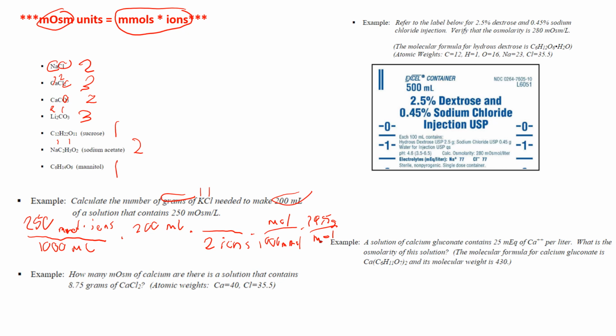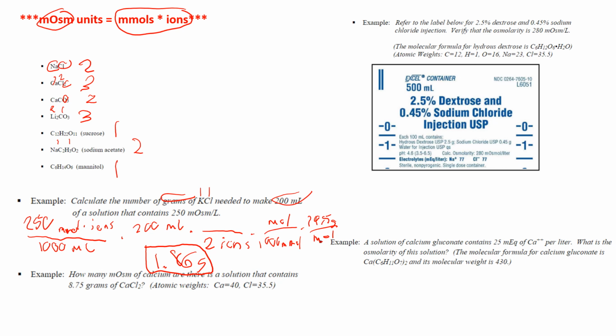So we have 250 divided by 1,000 times 200 divided by those two ions divided by the 1,000 millimoles per mole, and then times 74.5 grams per mole. And with that, we get our final answer of 1.86 grams of potassium chloride. Not too bad, just a lot of dimensional analysis, but it's very similar to how you solve milliequivalence.